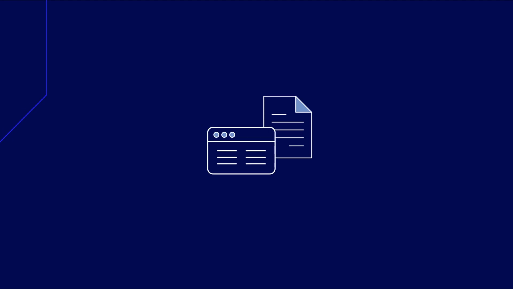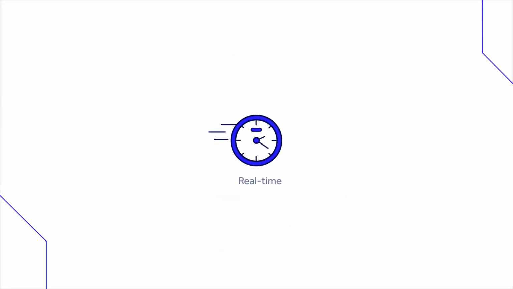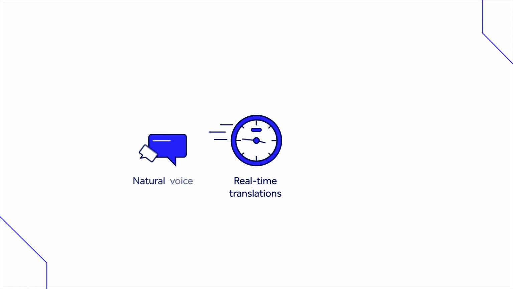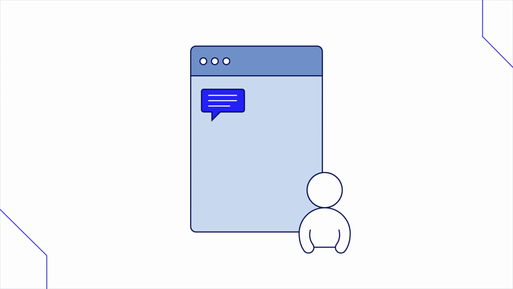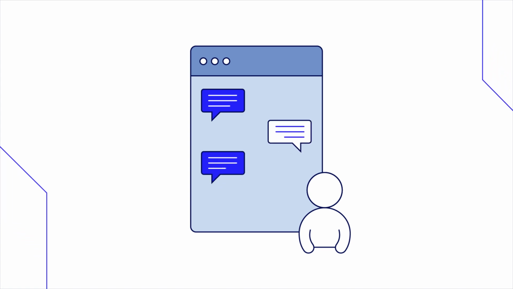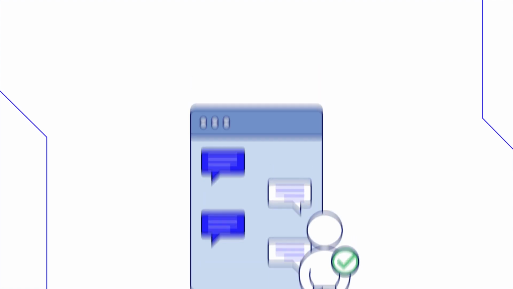insurers can modernize the claims experience and unlock a single 360-degree view of claims from all CRMs and legacy systems. Leverage real-time translations, natural voice responses, and interactive chatbots to personalize interactions. Empower smarter decision-making by using Transcription's Next Best Action functionality to ensure customer issues are resolved quickly.